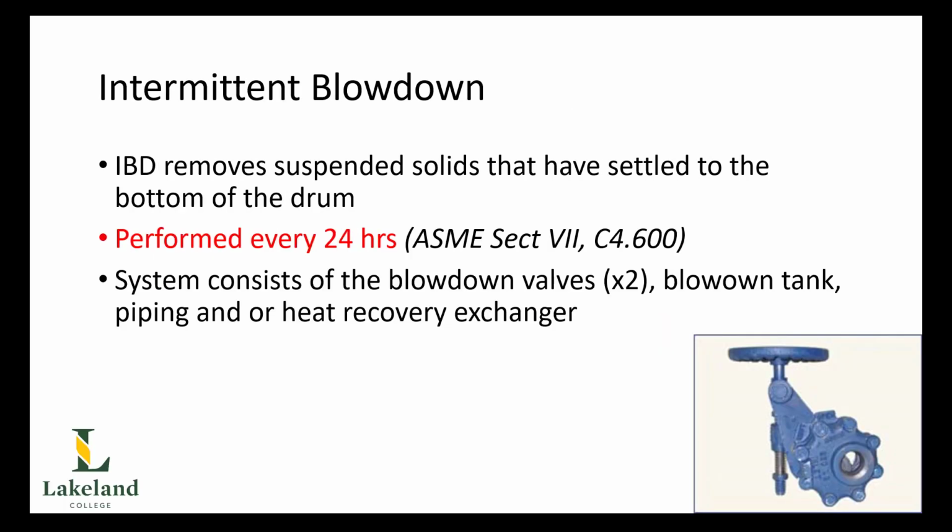Now, the other type of blowdown is our IBD, or our intermittent blowdown. This is simply going to remove the suspended solids that have precipitated out at the bottom of our drum, typically if we're using a precipitating phosphate program. The recommendation is that blowdown should be performed every 24 hours, and that recommendation comes out of ASME Section 7. We discussed the intermittent blowdown arrangements previously in Chapter 5, so we should remember that it consists of two blowdown valves, where at least one of them has to be a slow opening valve. It will contain a blowdown tank, interconnected piping, and it may or may not incorporate a heat recovery exchanger.